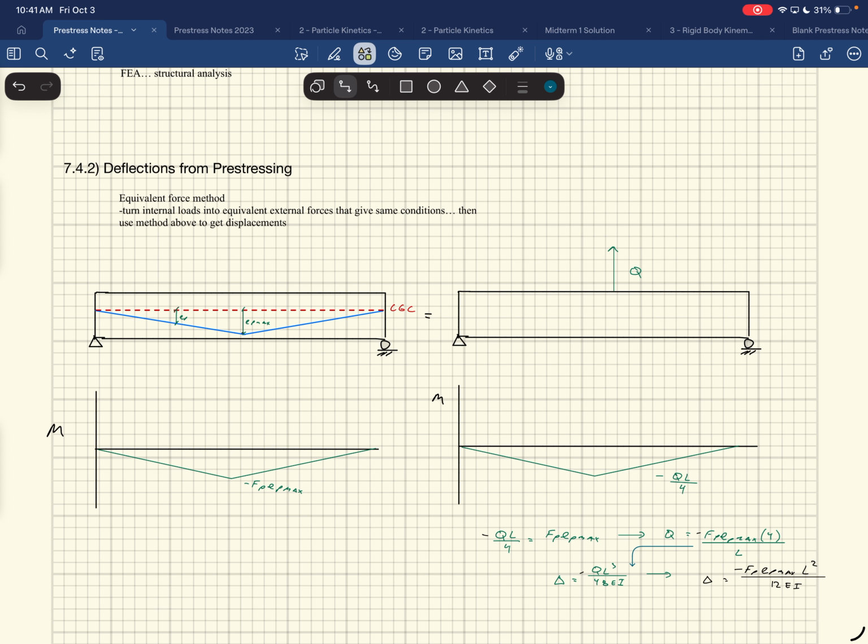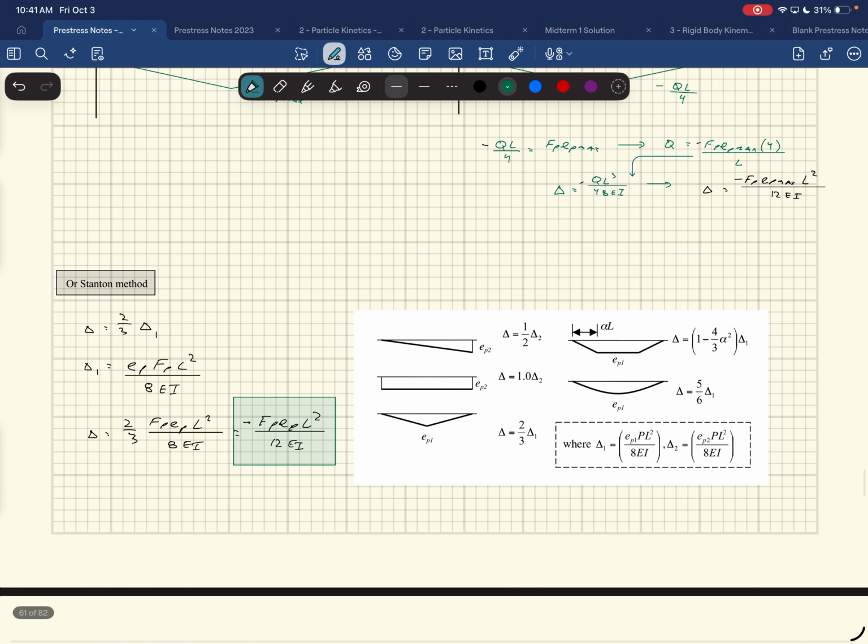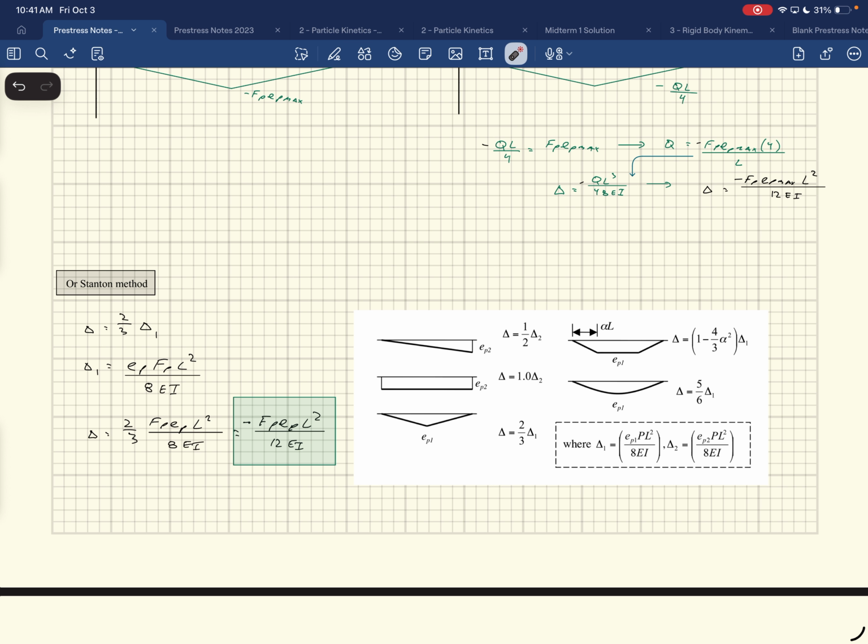I remember I have to do this. I don't think I make you do it. But if this is offset where it went like that, right? That didn't go up to the CGC, that case would be a combination of this one and this one, right? And then you'd work the two together. And then you could still get the deflections based off of that, right?